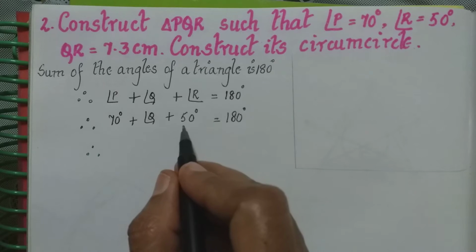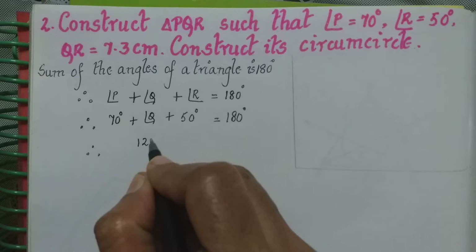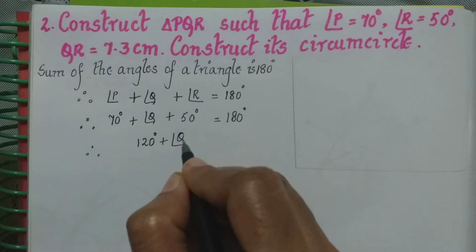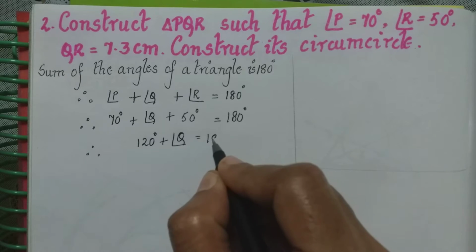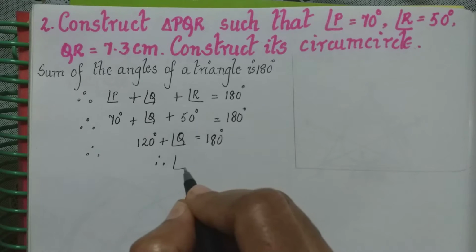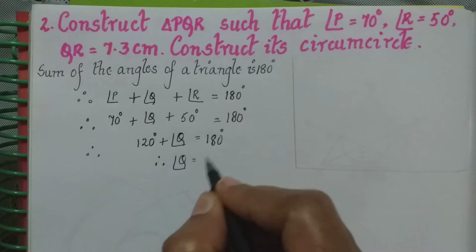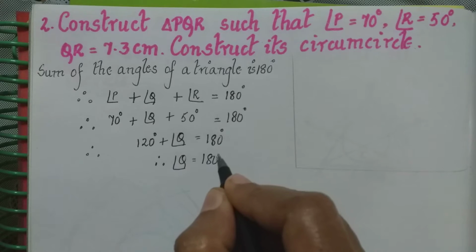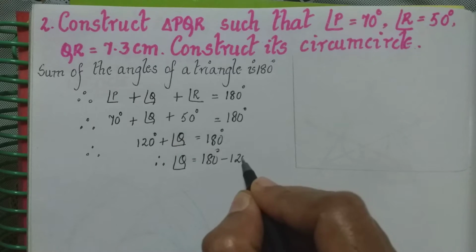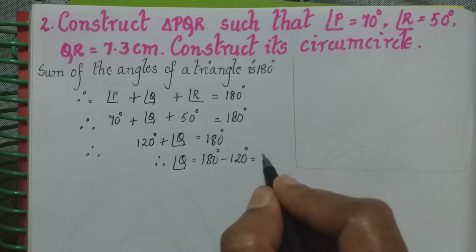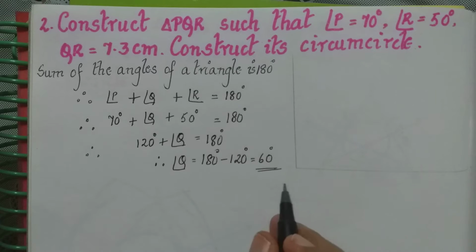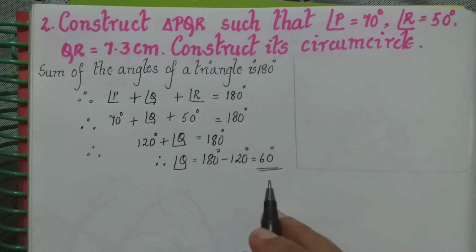Now 70 degree plus 50 degree is 120 degree. So 120 degree plus angle Q is equal to 180 degree. Therefore, angle Q equal to 180 degree, taking 120 degree on the other side, minus 120 degree, which is equal to 60 degree. So now we have got the measure of angle Q.